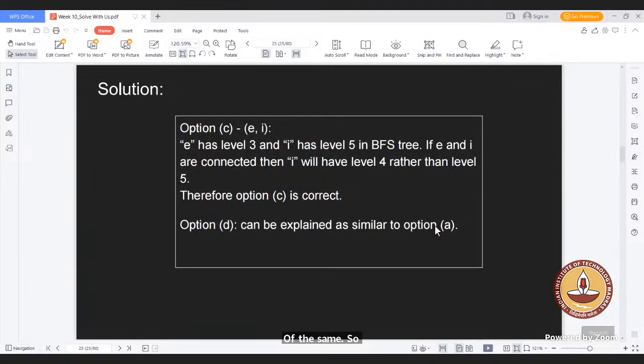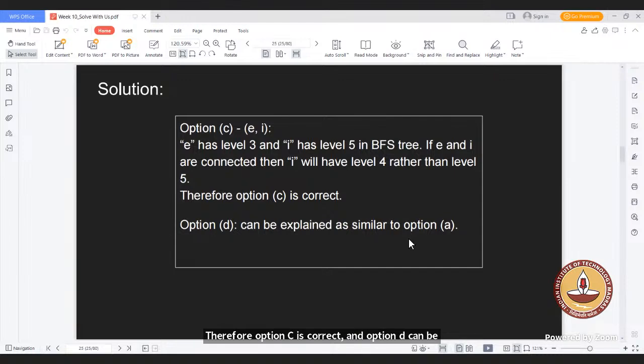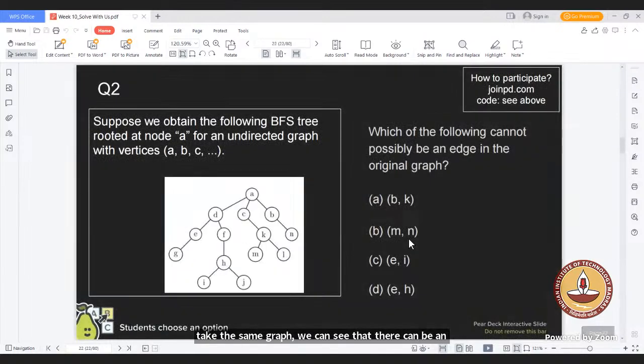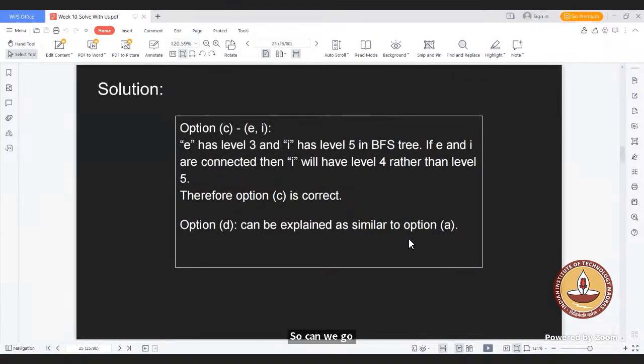Option C, E has level 3 and I has level 5. If E and I were connected, then I would have level 4 rather than level 5, right? So basically they are two levels apart, and we can say that there can't be an edge between E and I. Therefore, option C is correct. Option D can be explained similar to option A. If we take the same graph, there can be an edge between E and H. So can we go to the next part now?